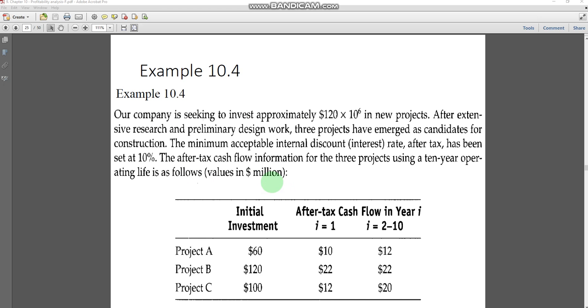Okay, now this is an example 10.4. Our company is seeking to invest approximately $120 million. So there is a company who have $120 million.